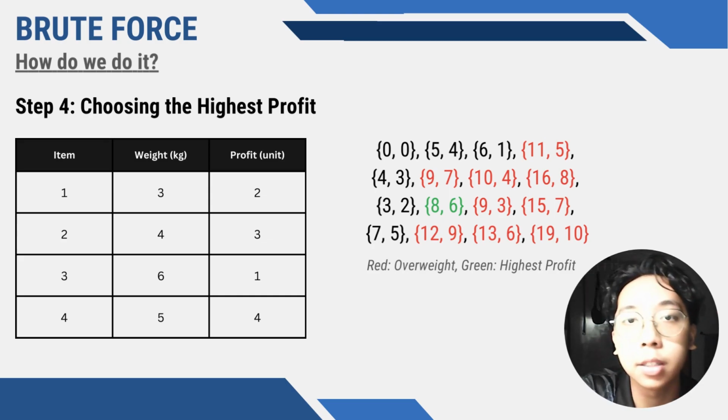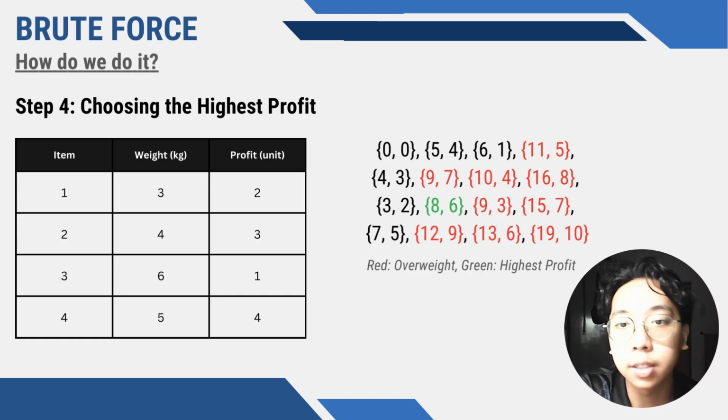By discarding all of the combinations that go overboard, we can see the remaining ones are all less than 8 kilograms. But out of all these combinations, combination number 10, with 8 kilograms and 6 profit points, is the only combination that has the highest profit points out of all of these. So by doing so, we have found the highest profit following the parameters of our question.